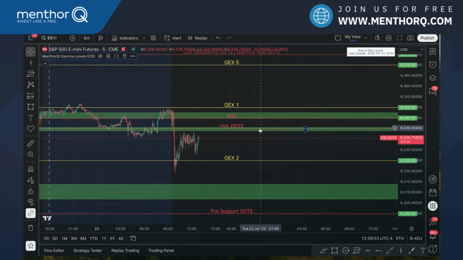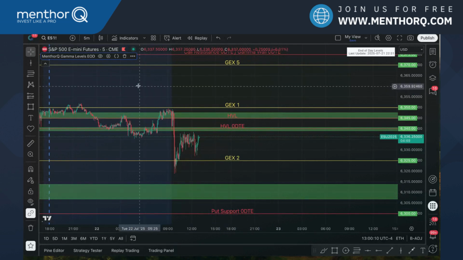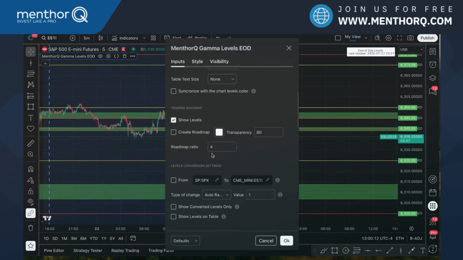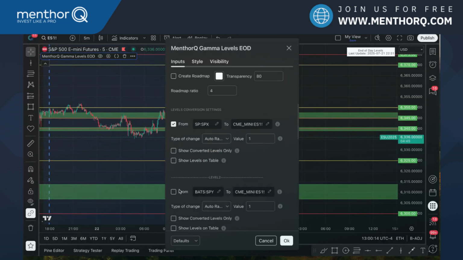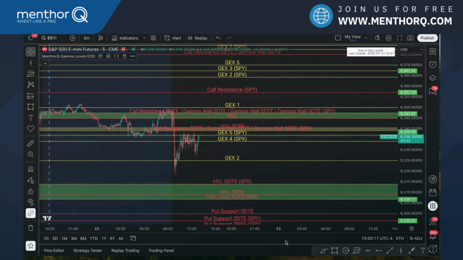So now we have, again, our HVL 0DTE level on ES, we have our HVL level on ES, but we also have some very important key areas on SPY. And to the downside, we have our put support here on ES, but we also have areas here that are very important on SPY and SPX. And if we want to bring the levels back, we can bring them here.